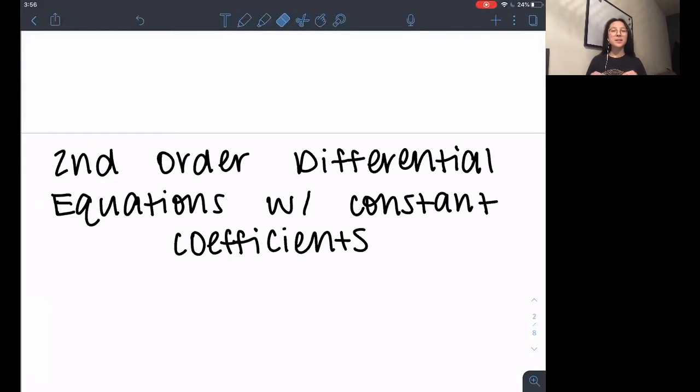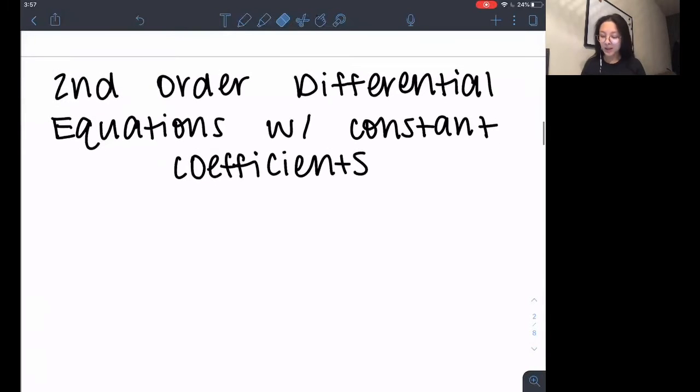Hello, my name is Robin, and today I'm going to show you how to solve a second-order differential equation with constant coefficients. So the very first thing is we're going to take a look at what that looks like.